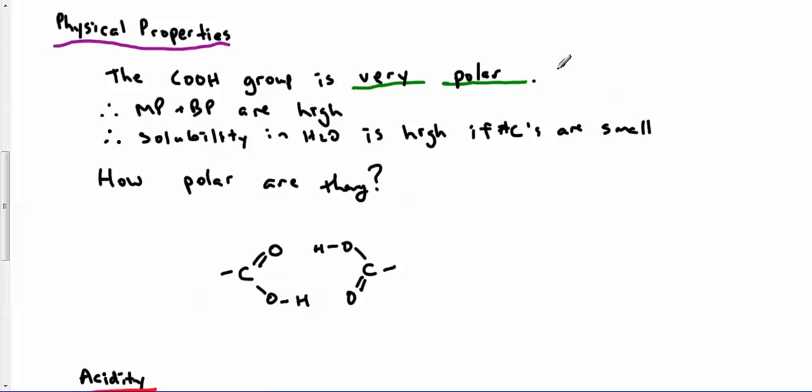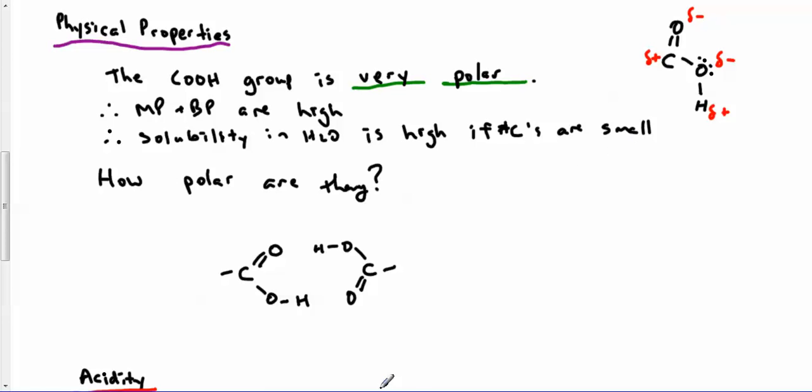The COOH group is very polar. Why? Because there's my C double bond O bonded to an O bonded to an H. I've got this is negative, this is positive, this is negative, this is positive. There's lots of charged areas around here. So your melting points and boiling points are going to be high. Solubility in water will be high, but only if the number of carbons is small.